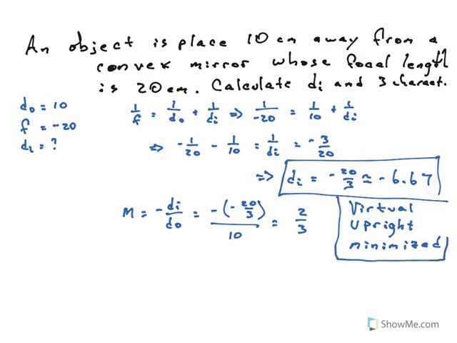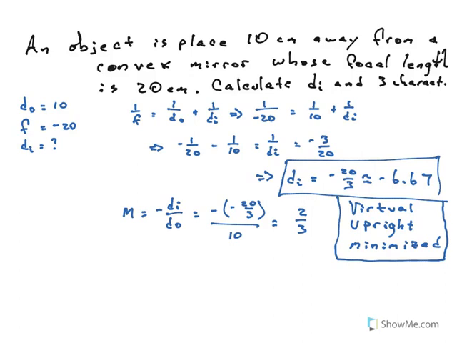So there we go. There's our answer. Image distance, negative 20 over 3 centimeters. It's a virtual image because of the negative image distance. It's an upright image because of a positive magnification. And the image is smaller than the object because the magnification is less than 1.